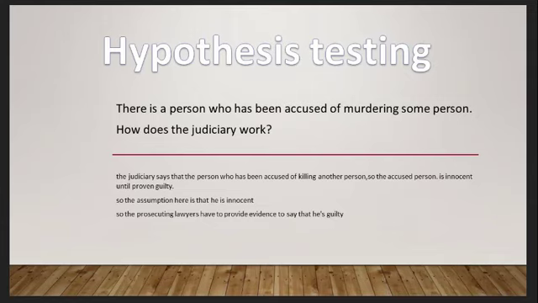As an example, there is a person who has been accused of murdering another person. So how does the judiciary work? The judiciary says that the person who has been accused of killing another person is innocent until proven guilty. So the assumption here is that he is innocent. So the prosecuting lawyers have to provide evidence to say that he is guilty.